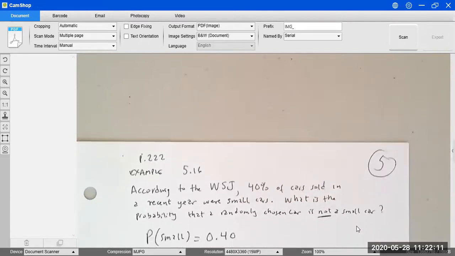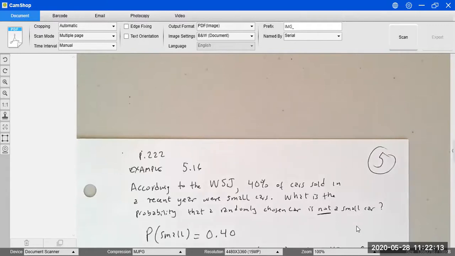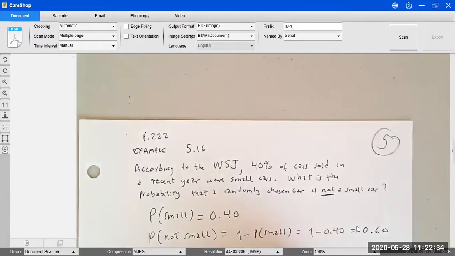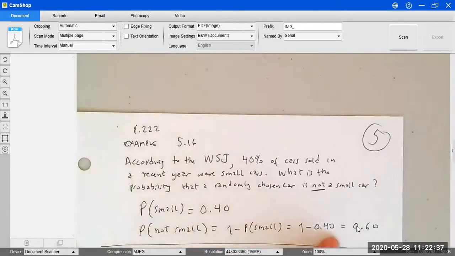We know that the probability that you have a small car is going to be 0.40, because 40% written as a fraction is just 0.40. Then the probability of having a car that is not small is going to be 1 minus the probability that the car is small. So it's just 1 minus 0.40. Then you get 0.60.